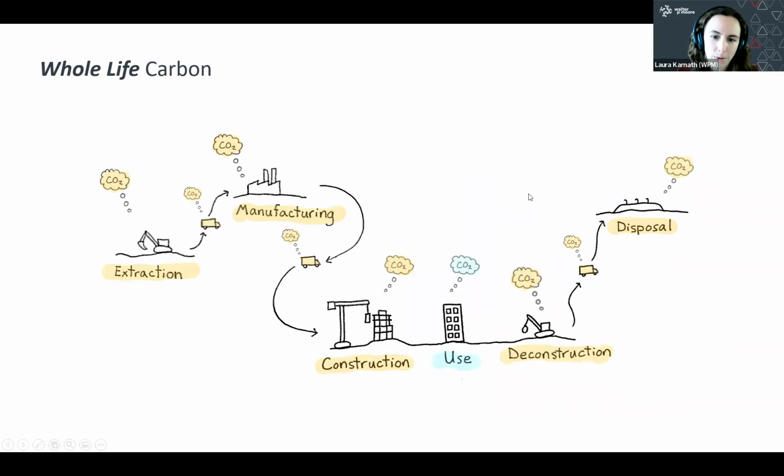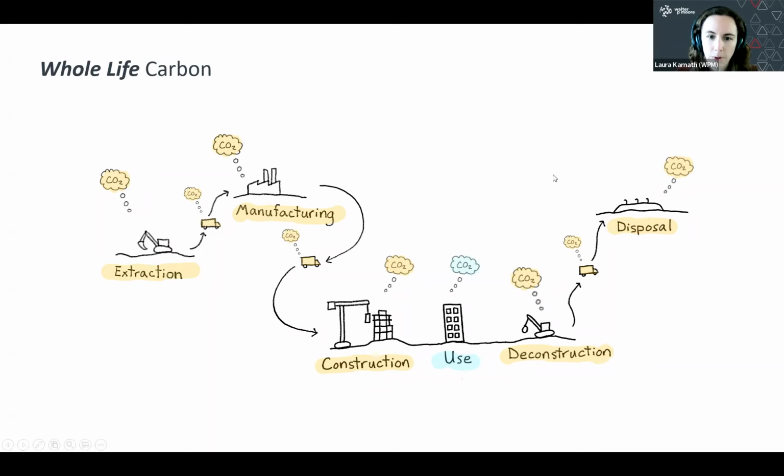So what does that mean? Well, we've talked in the past a lot about buildings' operational energy use, but we really want to think about the whole life carbon of a building. So that starts well before the building is built and occupied with the extraction of raw materials that are then made into building products, the manufacturing of those products, the transportation of them to the construction site, the actual construction, and then at the end of the building's life, the deconstruction and disposal of those building materials. So we're broadening the way we're thinking about carbon in buildings.